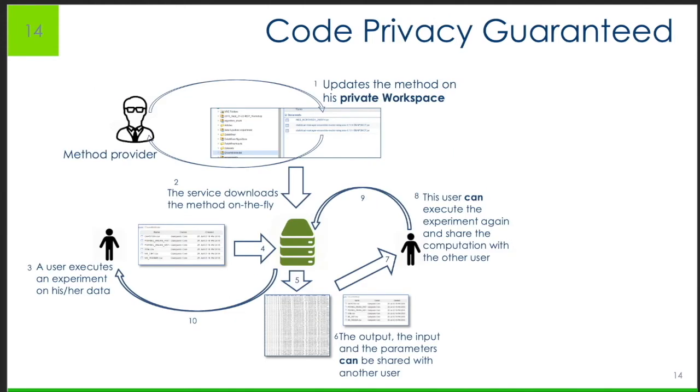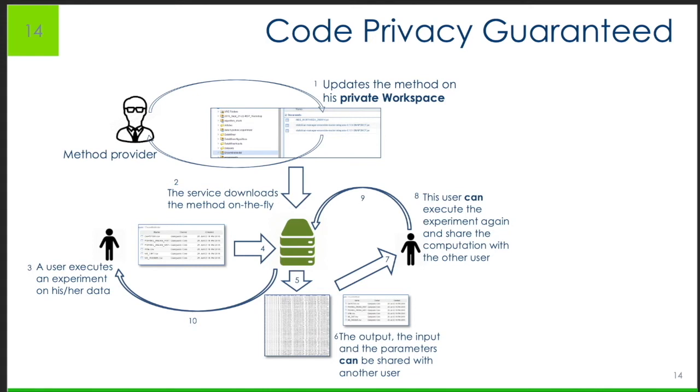Now you may wonder, okay, but is my code privacy guaranteed? Yes, it is guaranteed. Why? Because the method provider updates the method on his private workspace. Then what happens is that the service downloads the method on the fly. So the computational engine downloads the method on the fly.